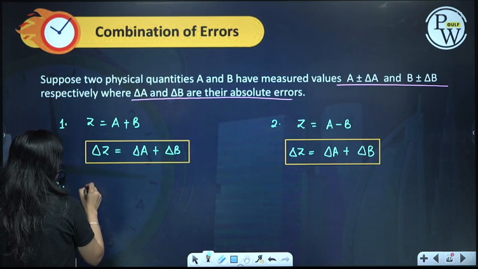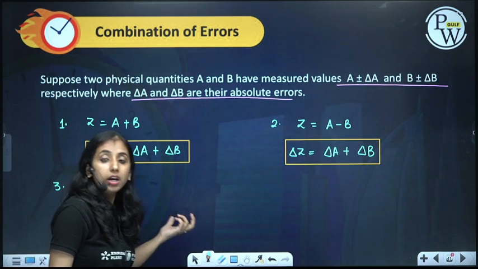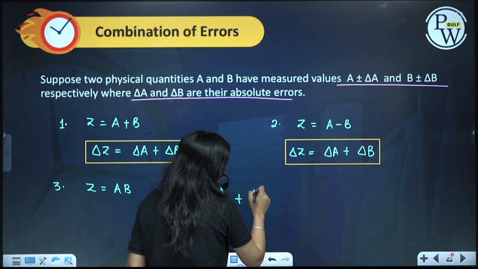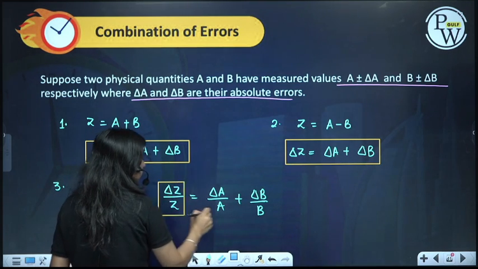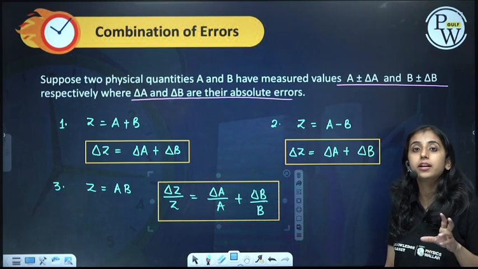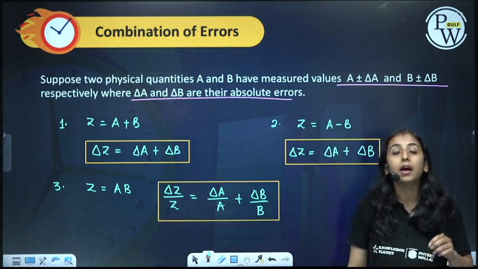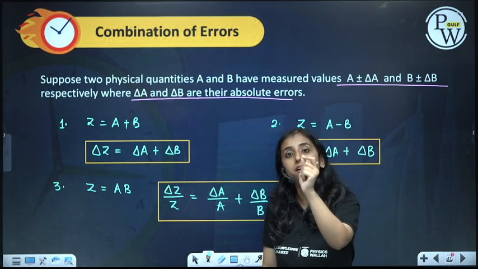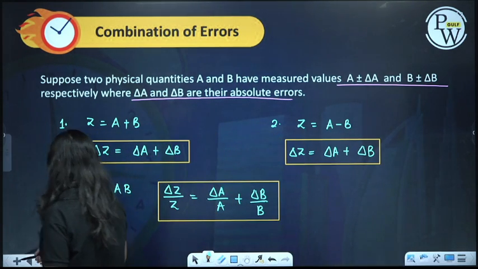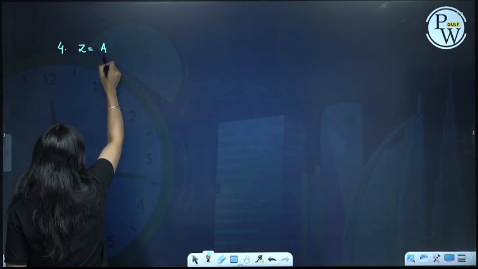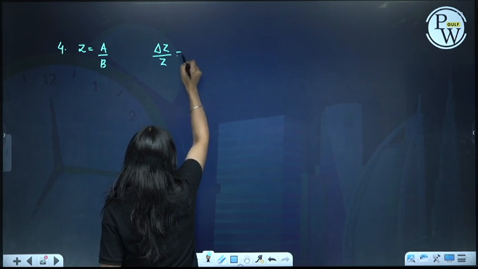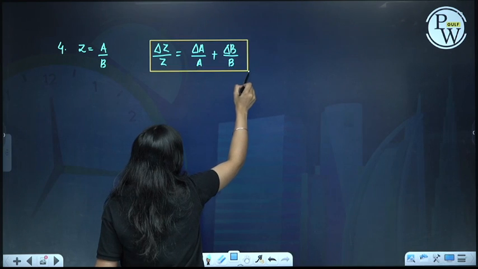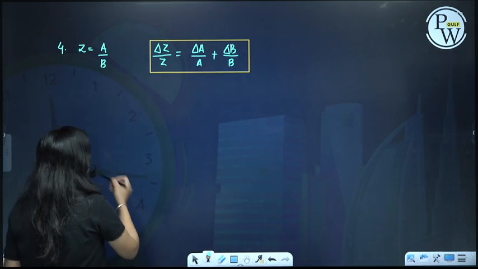Now third, if Z is equal to A into B, if Z is the multiplication of two quantities, then delta Z by Z will be equal to delta A by A plus delta B by B. The relative error in Z is equal to the sum of the relative error in A plus the relative error in B. Now in addition and subtraction we have the sum of mean absolute errors, but in multiplication and division we have the relative error in Z equal to the relative error in A plus the relative error in B. Now next, if Z is equal to A by B, then also delta Z by Z will be equal to delta A by A plus delta B by B.